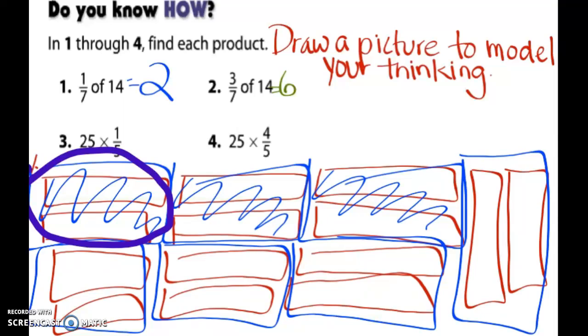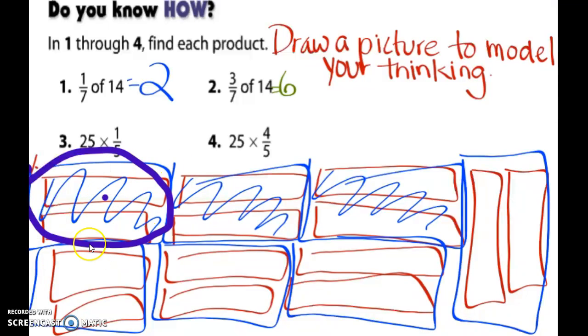Okay, when multiplying fractions, we need to remember that we're actually trying to find a piece of a piece. So in number 1, 1/7 of 14, we're going to model this by drawing.